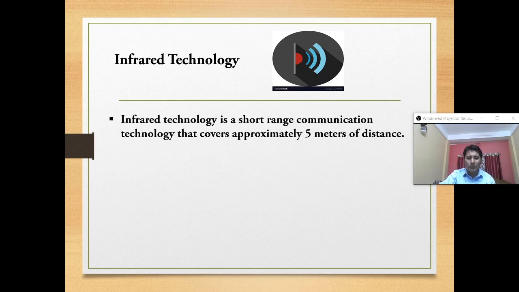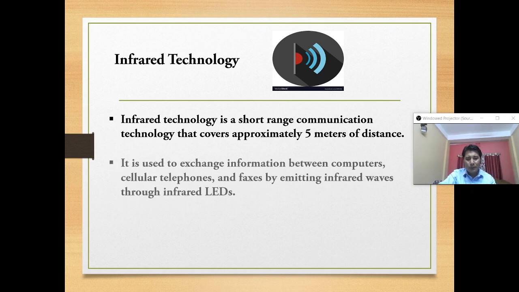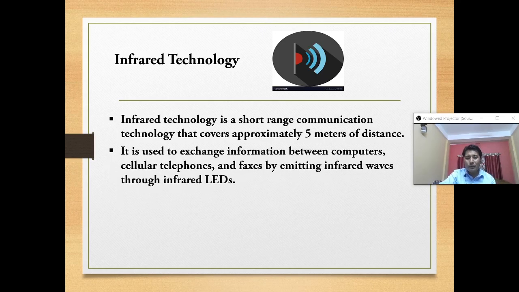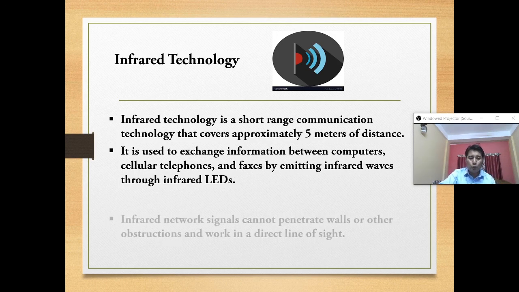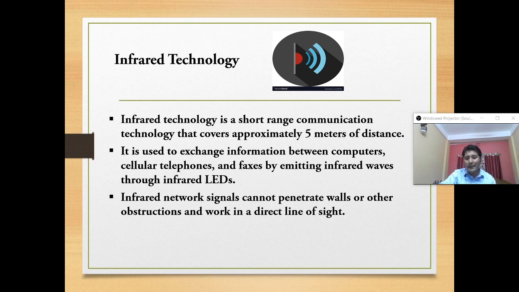So infrared technology is a short range communication technology that covers approximately 5 meters of distance, and it is used to exchange information between computers, cellular telephones, and faxes, emitted using infrared waves, and it takes place between only two devices. And as I have already said, infrared network signals cannot penetrate walls or other obstructions, and it works only in a direct line.